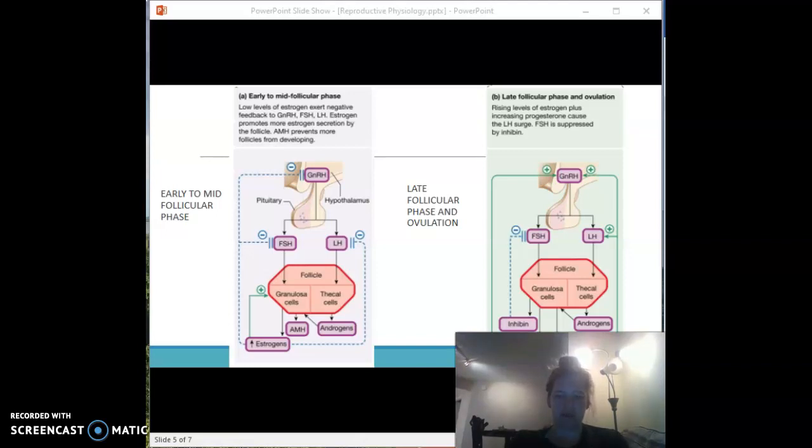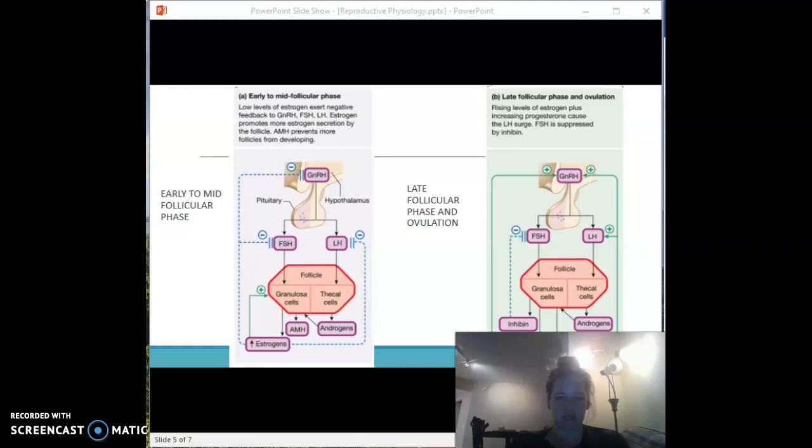Ovarian estrogen secretion peaks at the end of the follicular phase. This is before ovulation. The rising levels of estrogen plus the increase in progesterone cause this LH surge. At the same time, FSH levels are dropping because of inhibin. So the granulosa cells are secreting inhibin, which acts back through negative feedback onto the anterior pituitary to decrease FSH levels. This LH surge that we described is the trigger for the final steps of oocyte maturation, and this starts the beginning of ovulation.